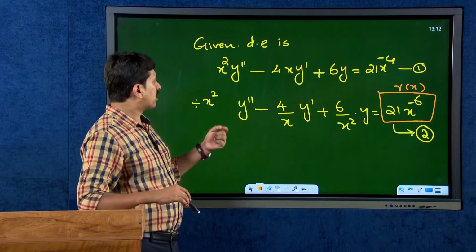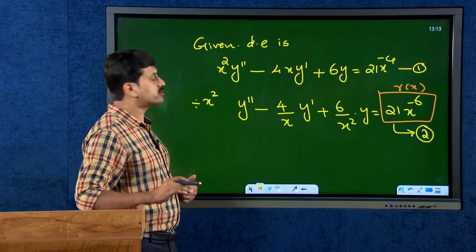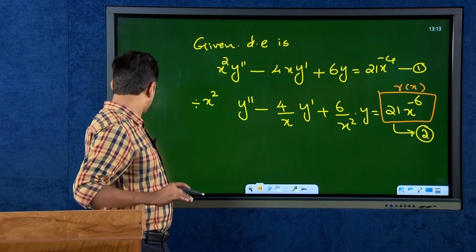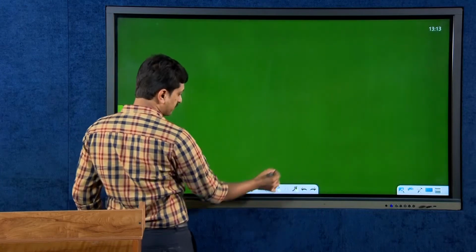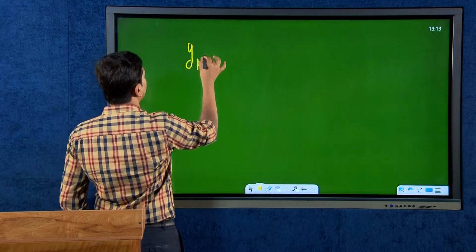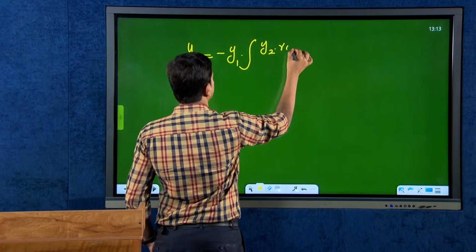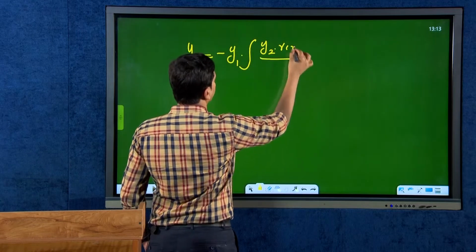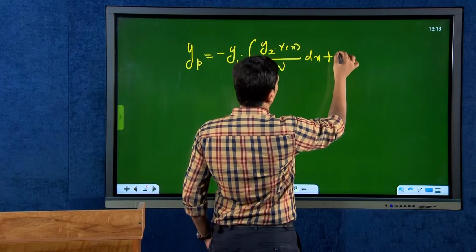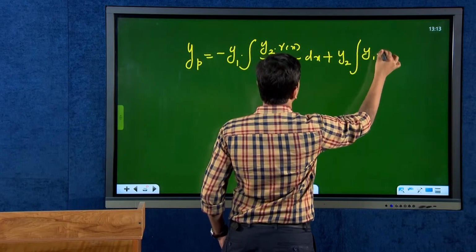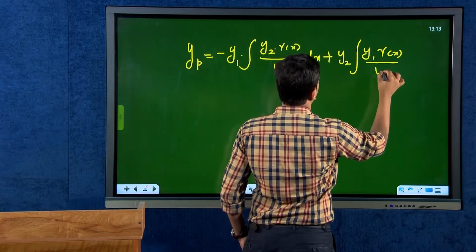So, dear friends, now we found r of x, and we already found y1 and y2. So, we have to find the solution of the differential equation by finding yp. We can find yp as yp is equal to minus y1 into the integral of y2 into r of x divided by the Wronskian, dx, plus y2 into the integral of y1 into r of x divided by W, dx.